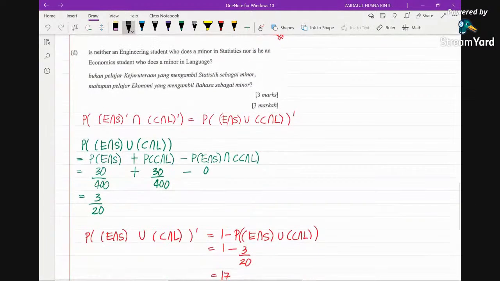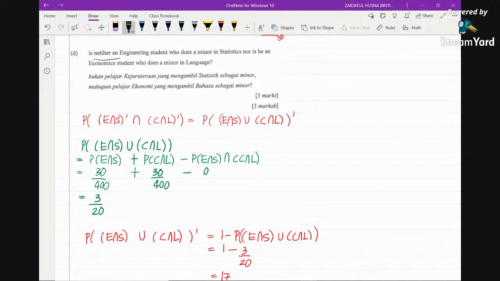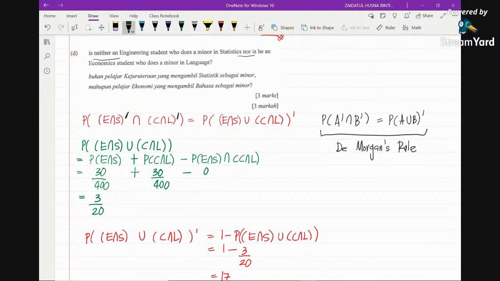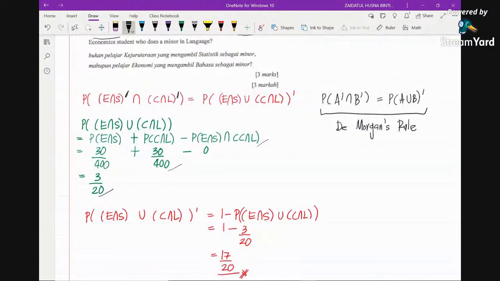What is the probability that the student is neither engineering nor taking stats? Neither-nor means it's not this, intersect with not this. So we can apply De Morgan's law, whereby the probability of A prime intersect B prime is equal to the probability of (A union B) prime. So we are going to apply De Morgan's rule. Then we can obtain the probability by using the addition probability formula. You add the probabilities, and in order to find the complement event, it's 1 minus the previous answer, and you will get this value.